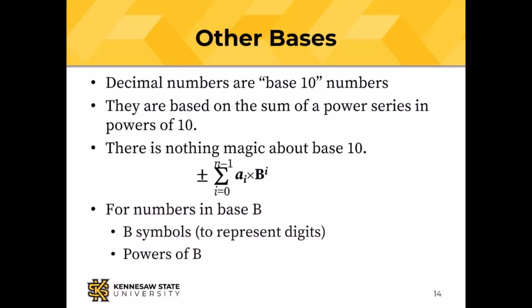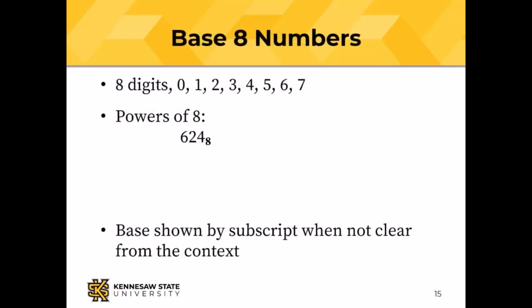Okay? If I have a number in base b, I need b symbols to represent the digits, and the power series will be in powers of b. All right, let's look at a base 8 number. I need 8 digits, and I'm going to choose 0, 1, 2, 3, 4, 5, 6, and 7 to have the same values that are already familiar to us. I could pick any 8 symbols that I wanted, but if I pick the ones that are already familiar, this is a little bit less weird.